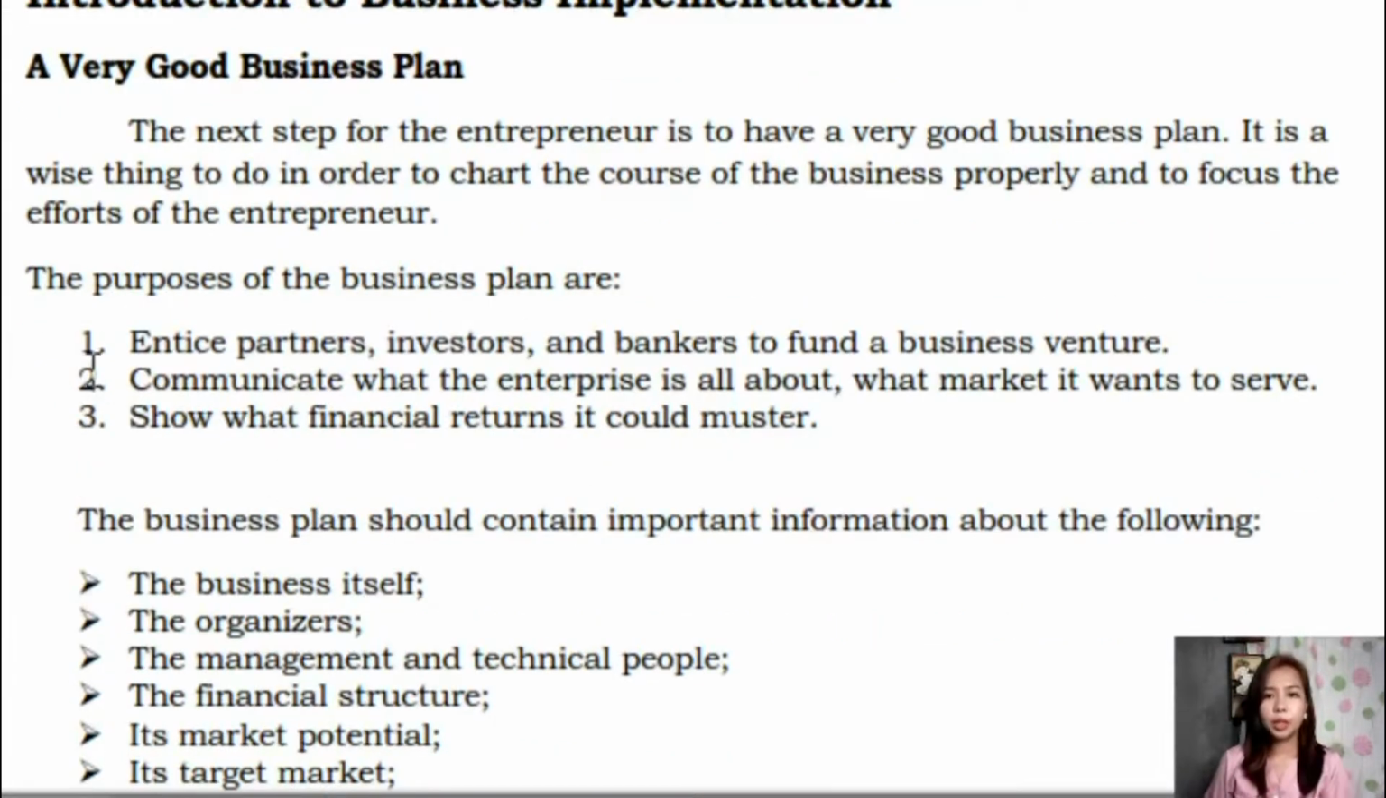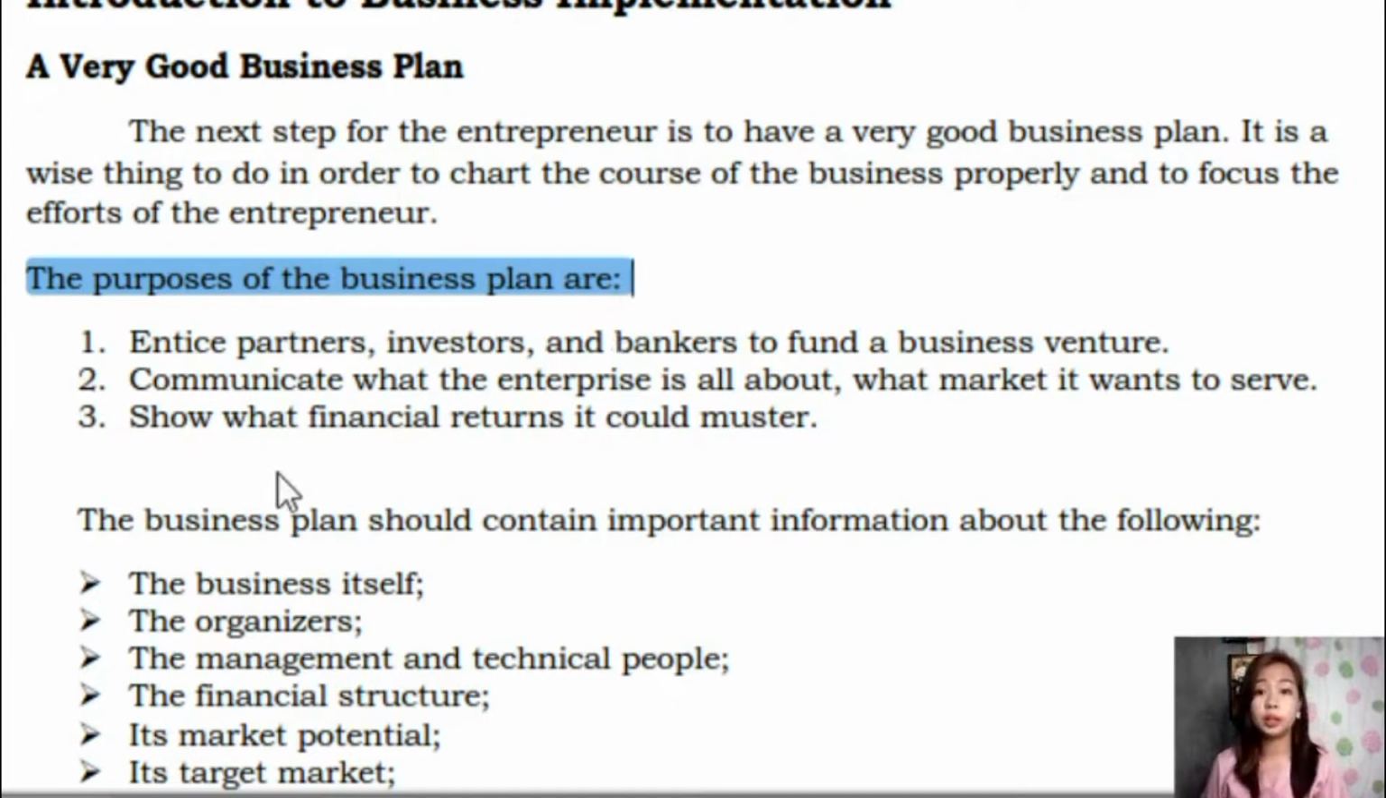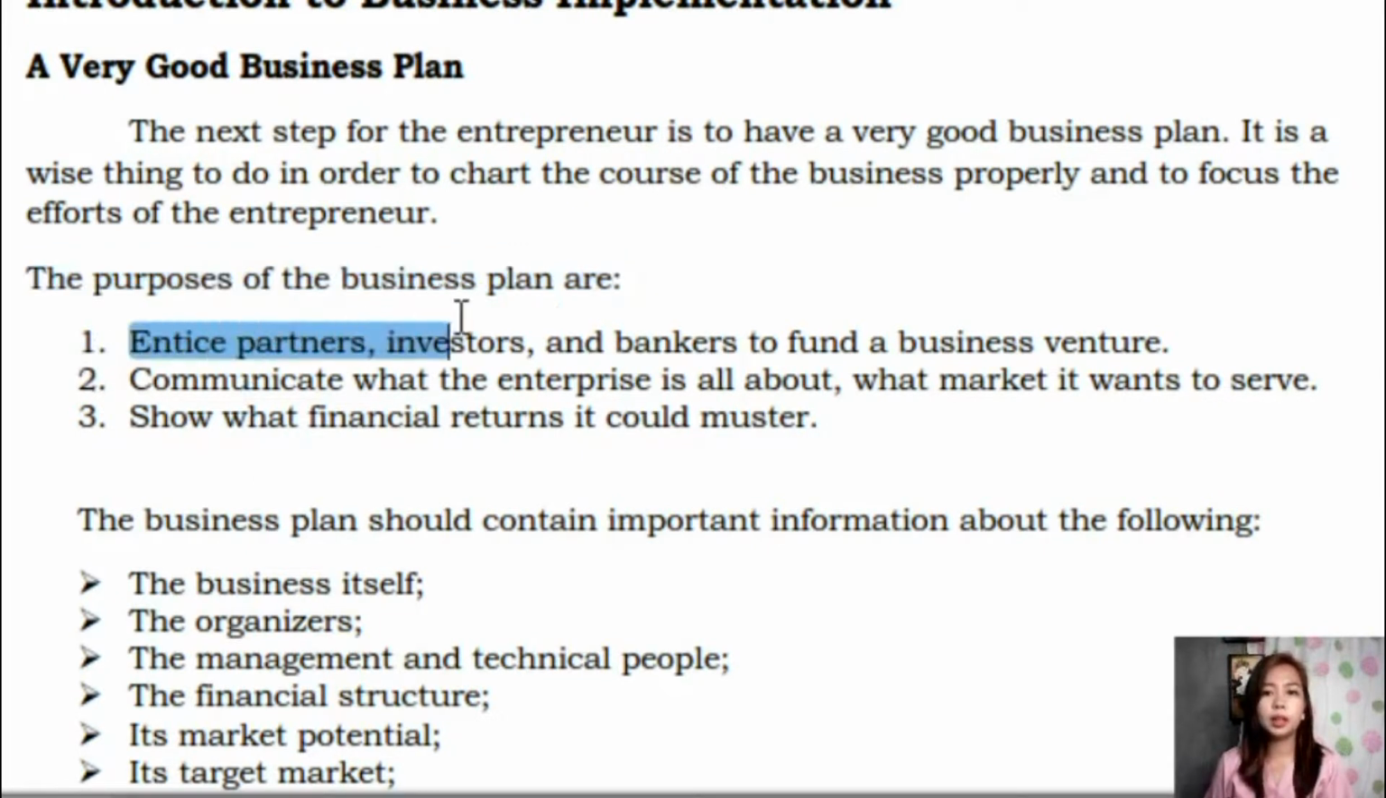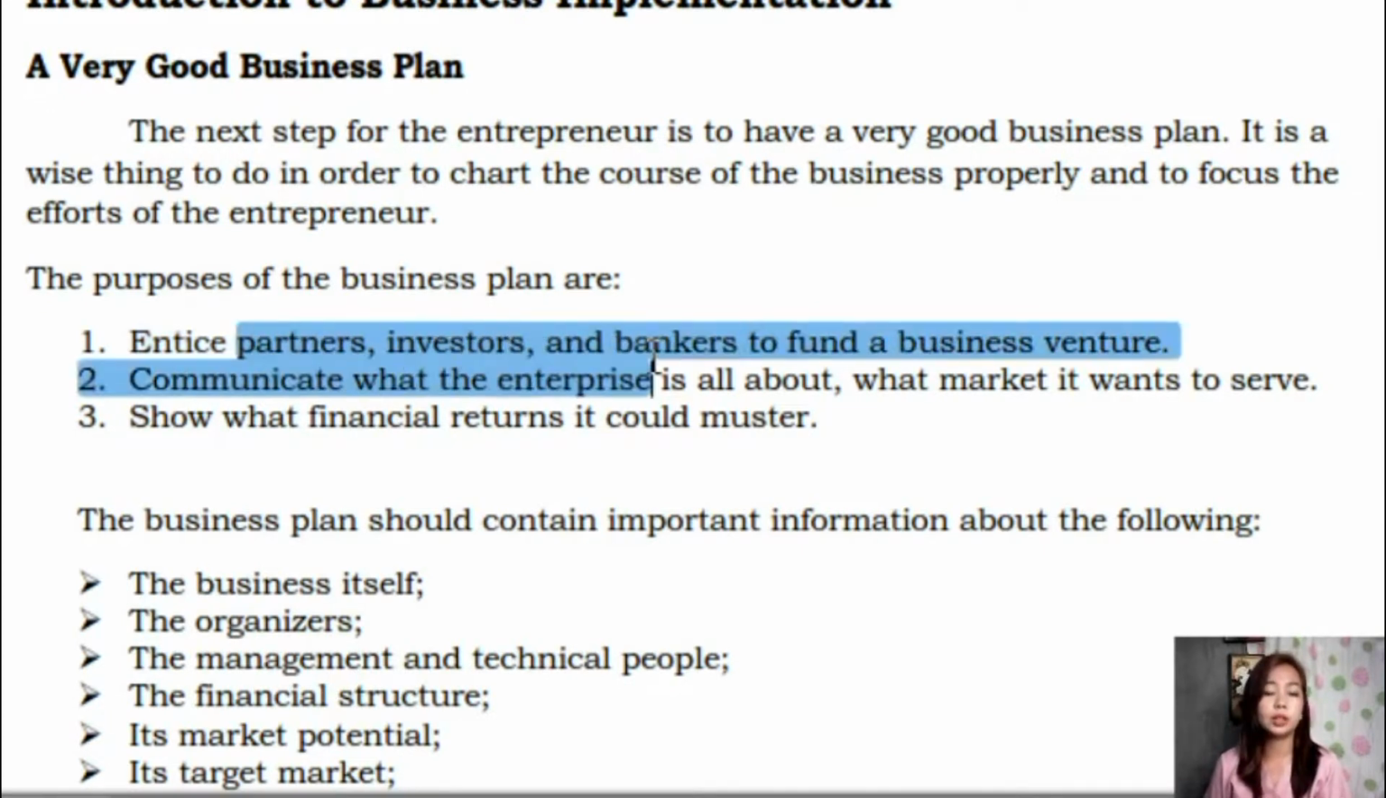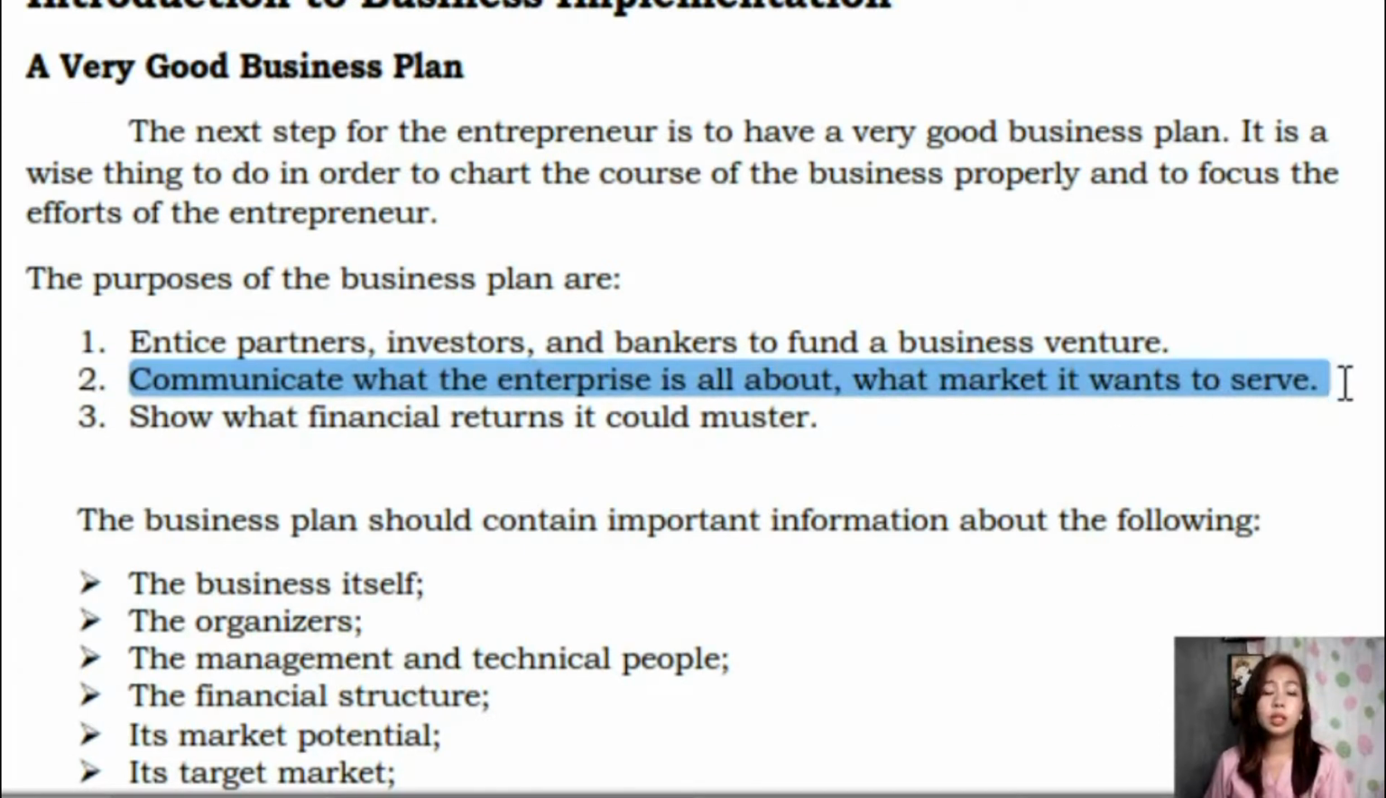Okay. So for the purposes of the business plan, we may have already discussed this in the previous quarter, so just to reiterate. It is to entice partners, investors, and bankers to fund the business venture. If we don't have large capital yet to fund the operations, we can show our business plan to possible partners, investors, and bankers. And to communicate what the enterprise is all about.